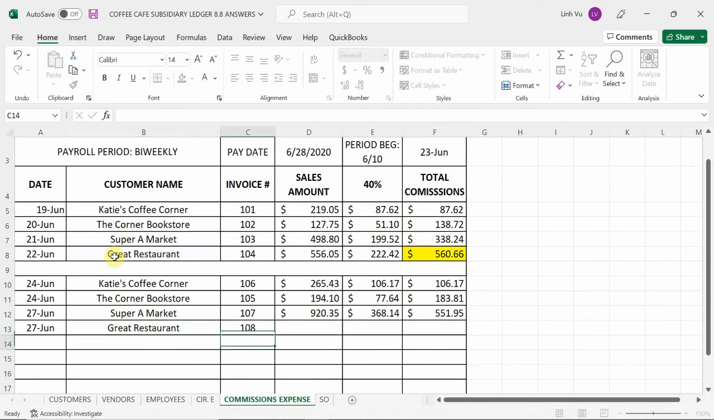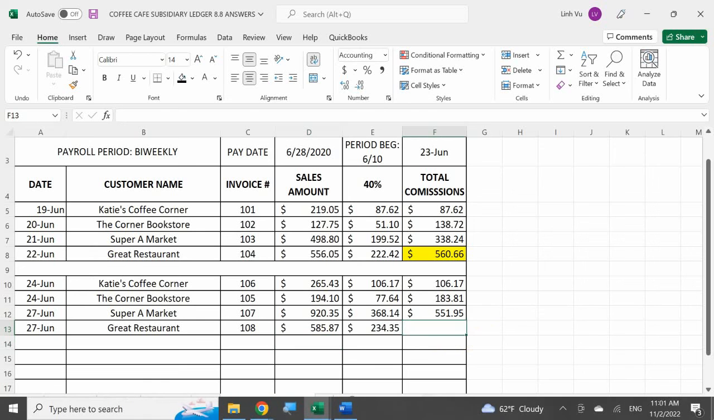Okay, 108 for $585.87. So 40% of that is going to give you $234.35. So we now owe Albert $786.30.